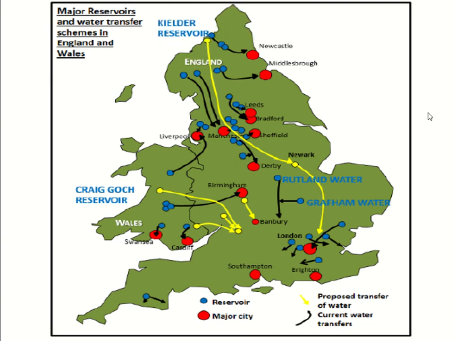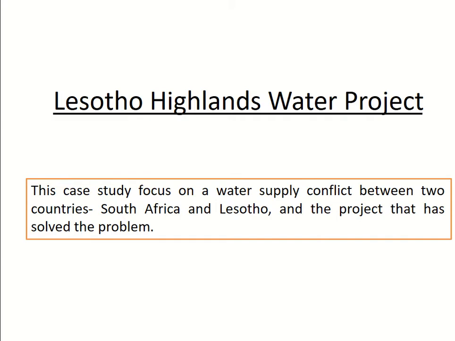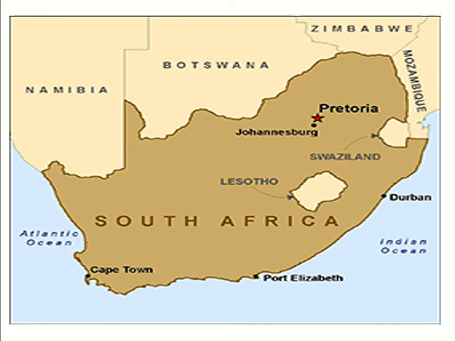But water transfer is not just happening in this country, it's also happening on a much bigger scale in other countries as well. So what we're going to look at here is a place called Lesotho, and the highlands in Lesotho. Now we're going to look at Lesotho on a map, but essentially this case study focuses on a water supply conflict and the solution between South Africa and Lesotho. And essentially the solution is this big water transfer project from the highlands of the country.